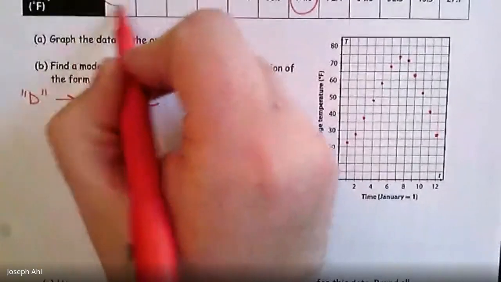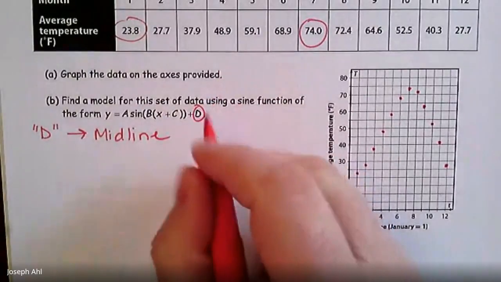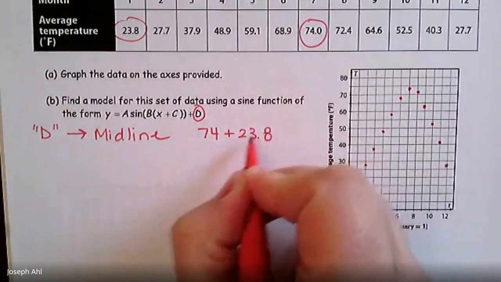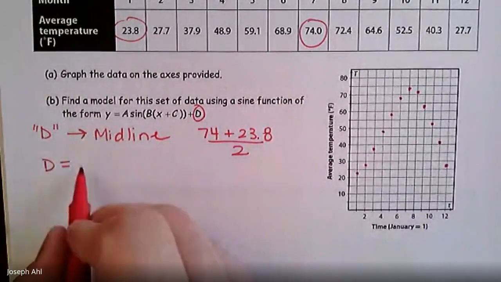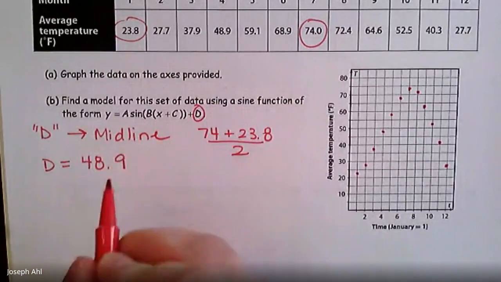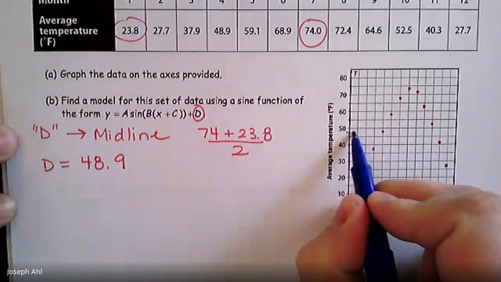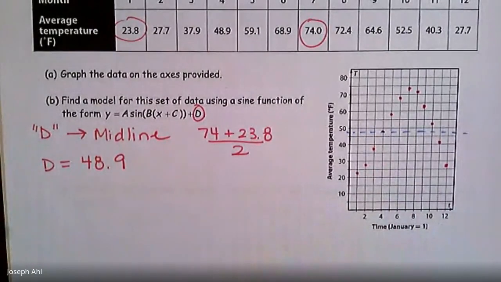So the lowest y value is at 23.8. If we find the average of those, if we do 74 plus 23.8 and then divide that by 2, the value of D in this example should be approximately 48.9. So if I go to 48.9 on the graph and maybe just make a little bit of a dotted line here at 48.9, that's the line that this periodic sine function would wrap around. So we have that drawn in there.